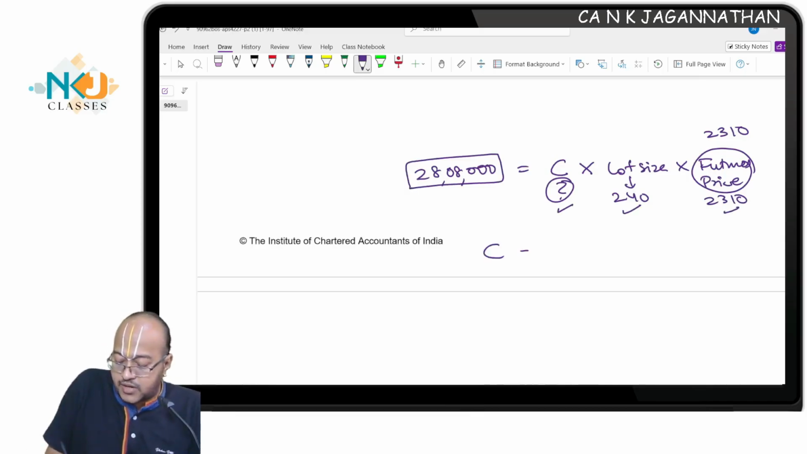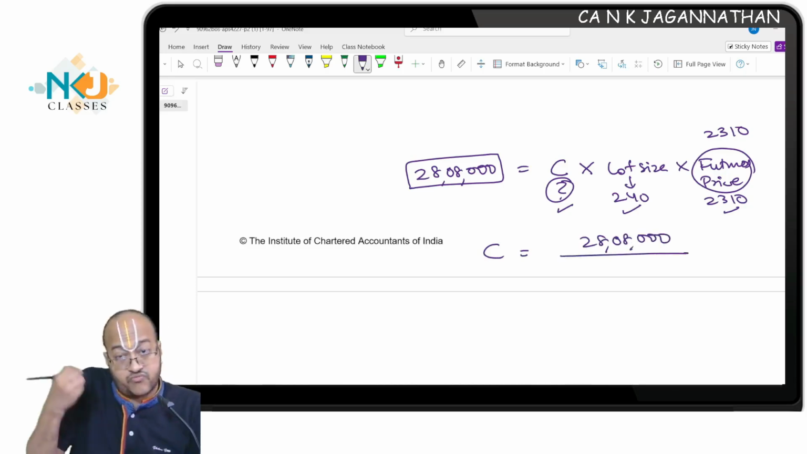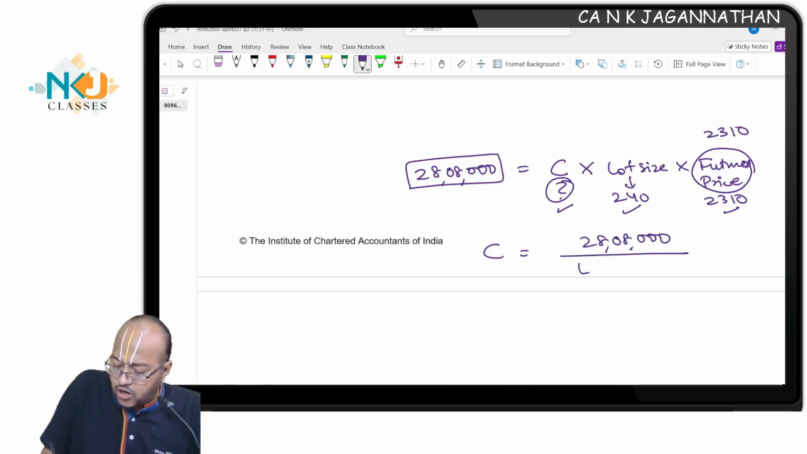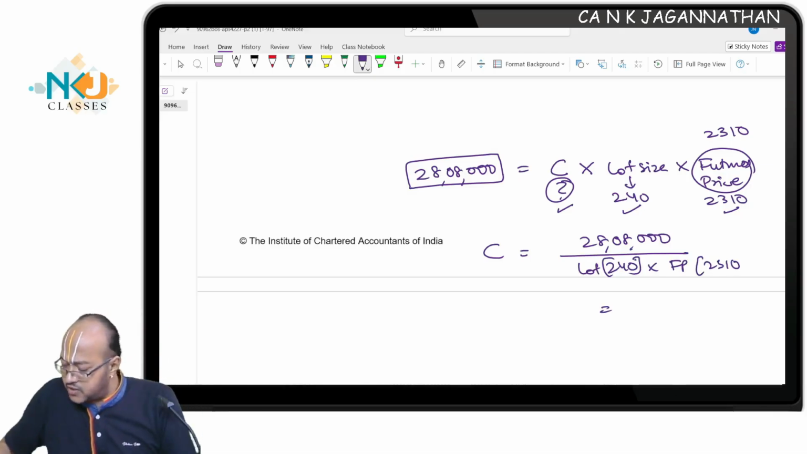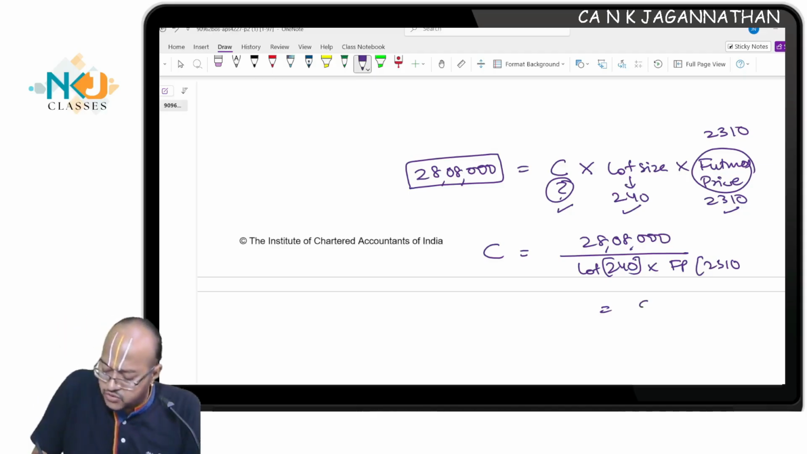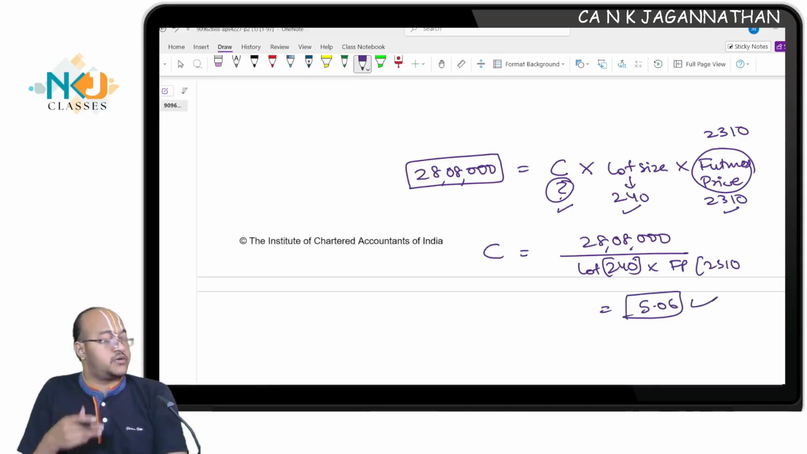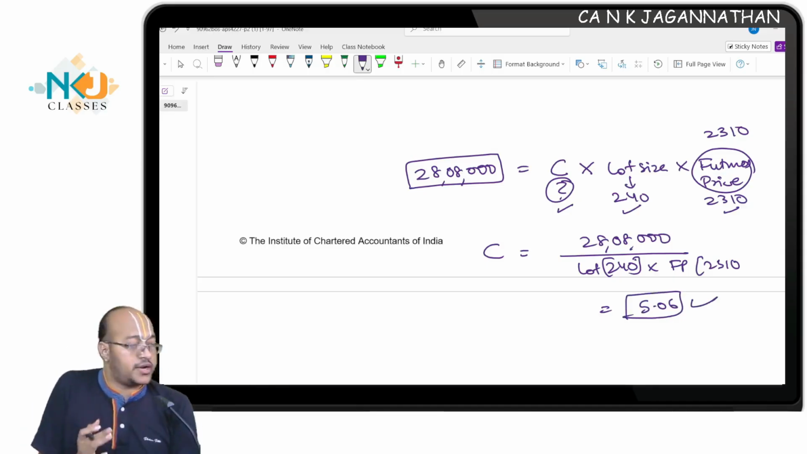Very simple. So number of contracts is equal to what? 28 lakh 8,000, the value, divided by the lot size, which is 240, into the futures price, which is 2310. If I solve this, 2808 divided by 240 divided by 2310, how much am I getting? 5.06. Now, you need to take a 5 contract position or 6 contracts, a doubt will arise.